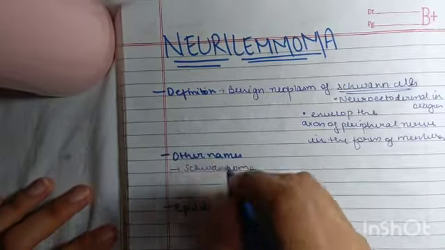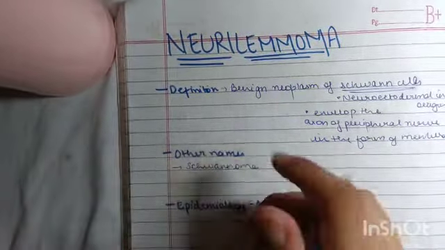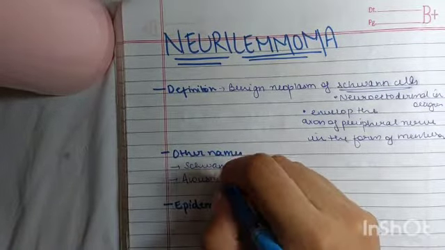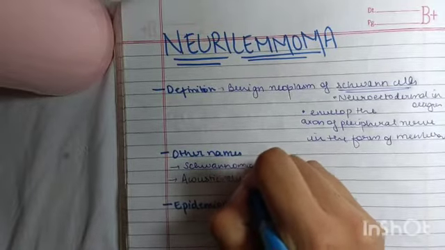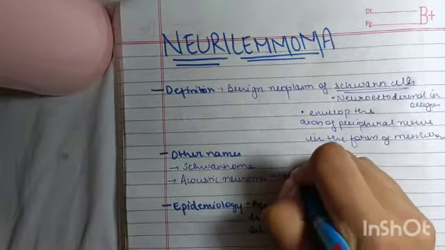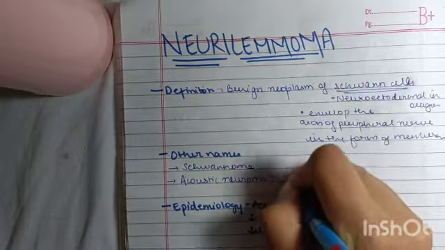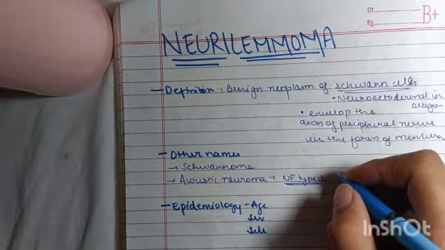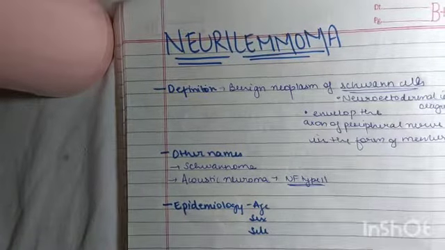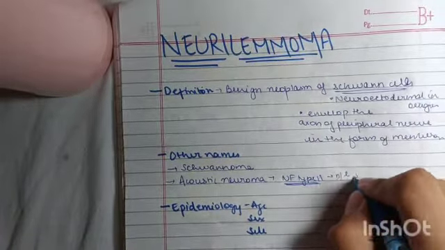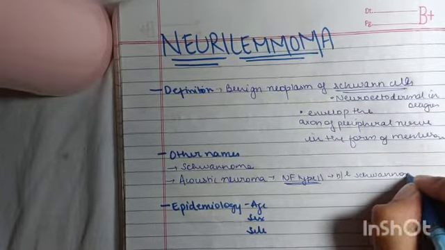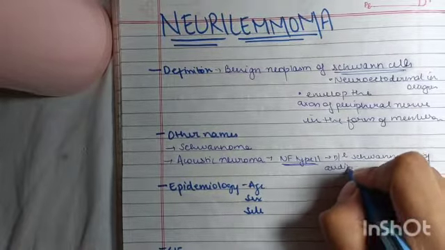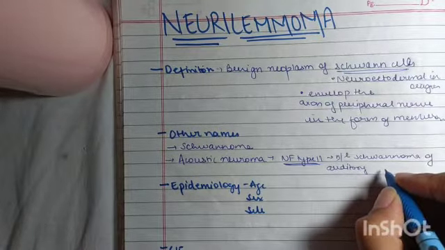Usually there is a question with this name only in short notes. And then there is one more name, which is acoustic neuroma. What happens is, in neurofibromatosis type 2, we see this neoplasm, which is basically the bilateral schwannoma of the auditory vestibular nerve. That is why there is deafness and we call it acoustic neuroma.